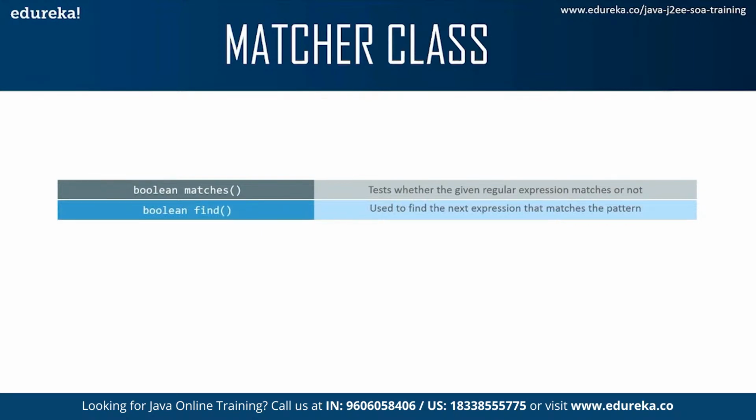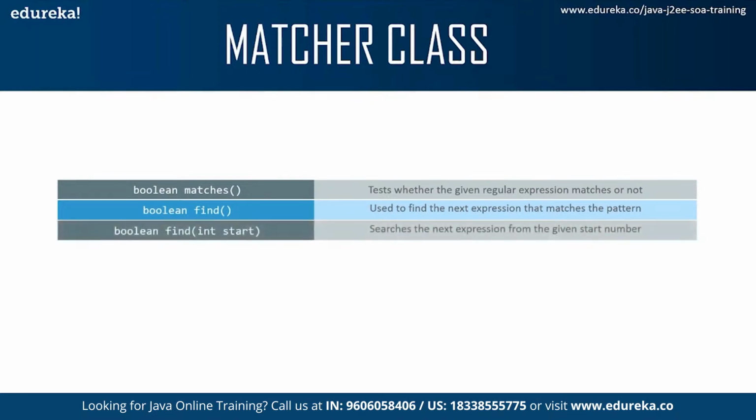So once you get a match, it will go ahead and find the next expression which will be able to match the pattern or not. If not, it stops there, and then it will again go ahead and find the next one. Next, boolean find(int start). Here I'm passing the parameter called start, and by doing this, it will help to search for the next expression from the given start number.